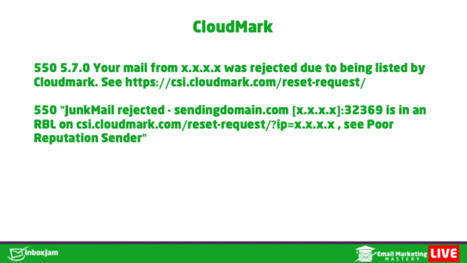The next one is even more detail, where again it tells you that junk mail is rejected. It lists the actual sending domain as well as the IP address. It says it's in an RBL on CSI Cloudmark, and then it gives you a URL that actually includes the IP address, right? So you can literally take that URL as is, fire it up in your browser. It brings up the Cloudmark website with your IP address already filled in, so you can fill in a request to be delisted off that blacklist. They're pretty good at delisting, but if you're sending flat out spam, they're going to keep delisting, and eventually they're going to deny any delistings.